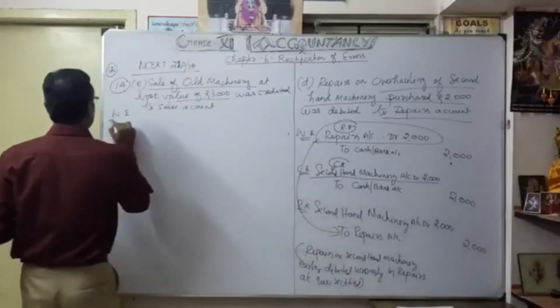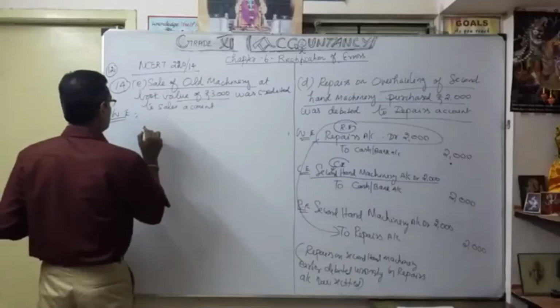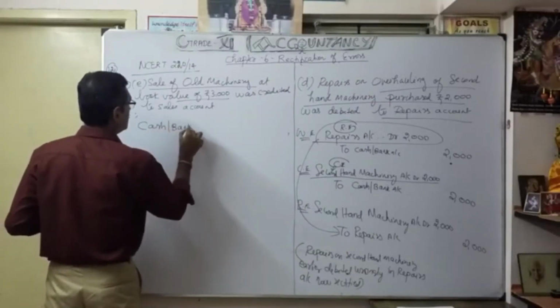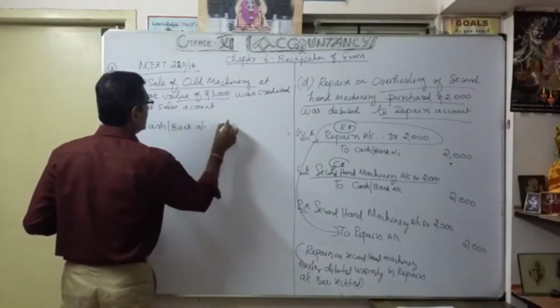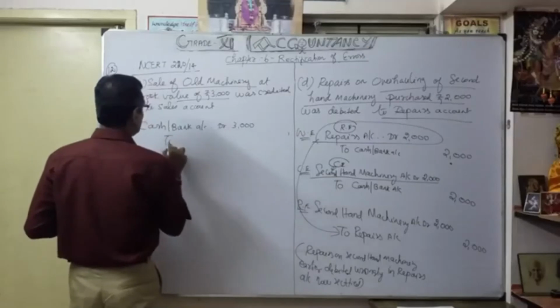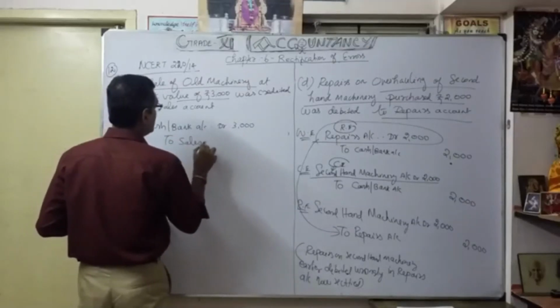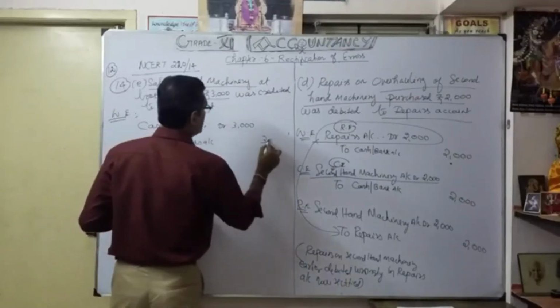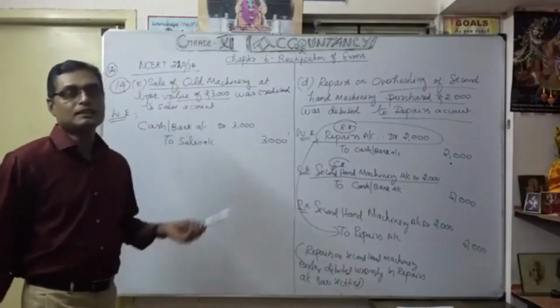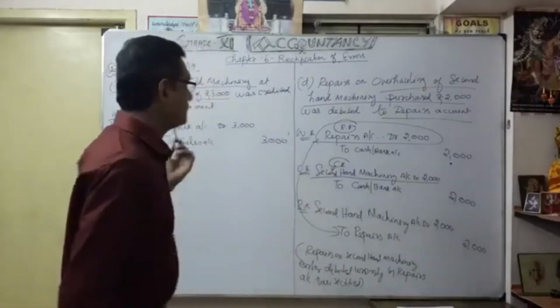What is the wrong entry? Okay. Cash or bank account debit, how much? 3000. What did they credit? To sales account. Now understood? Sales account. They considered it as income, in the form of sales.